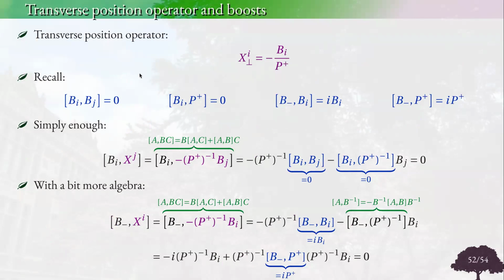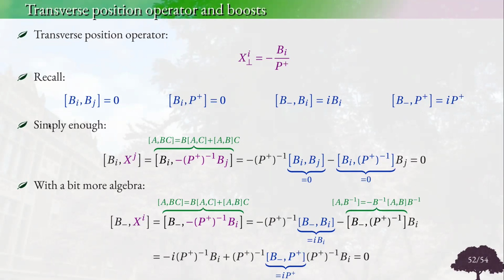Transverse boosts commute with each other. Transverse boosts commute with P plus. That's one of the defining features of the Galilei subgroup. Oh yeah, and your longitudinal boost is not part of the Galilei subgroup, but some of the algebra for it is really important. B minus, when you commute it with Bi, you just get I times Bi, and B minus, when you commute it with P plus, you get I times P plus.